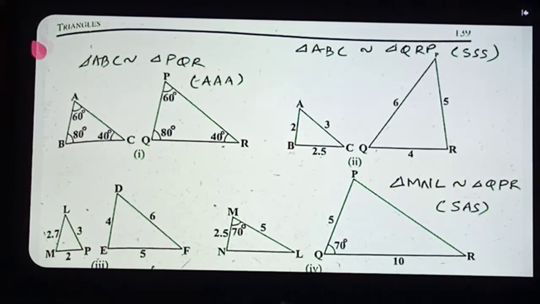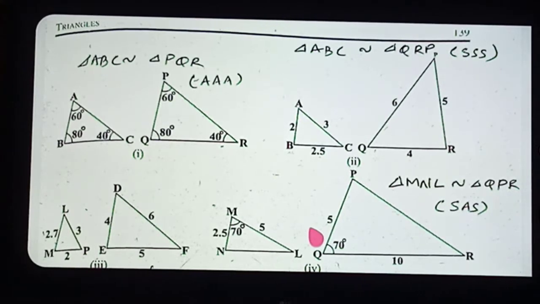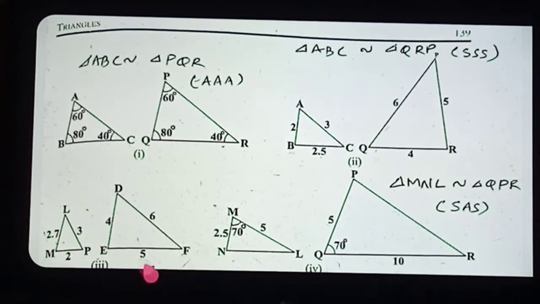Hello, good morning, friends. Today we will start with chapter number 6, Triangles, and exercise 6.3, first question. So, this is the textbook PDF only. You also take your textbook and do along with me.